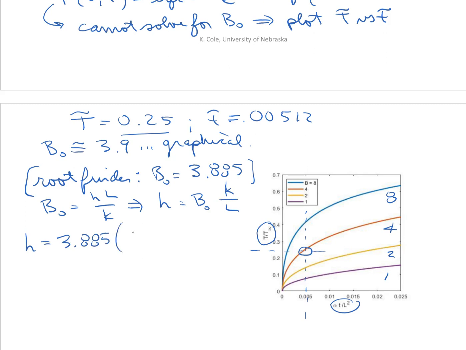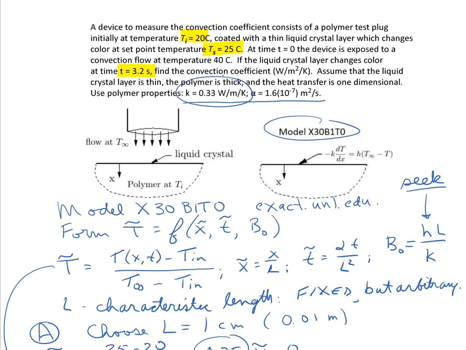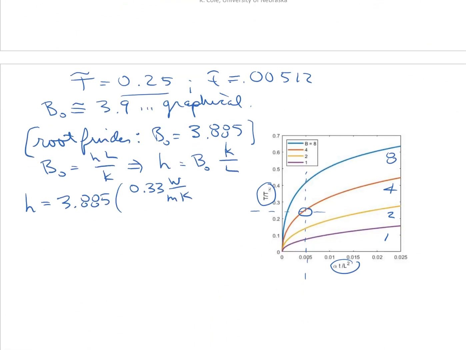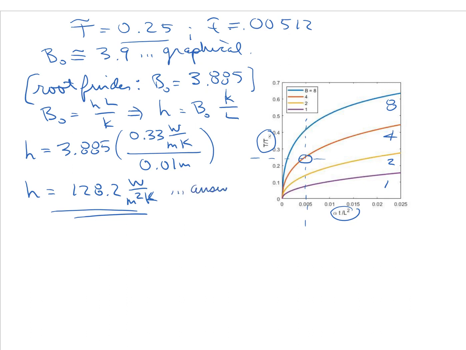Conductivity from the previous page for the polymer that I'm using is 0.33 watts per meter per Kelvin. Again, I got that from the given values up here. Then the L value that we chose was 0.01 meters. When I compute that, I got H to be 128.8 watts per meter squared per Kelvin. So that's responsive. That's the answer. That's a fairly large value.